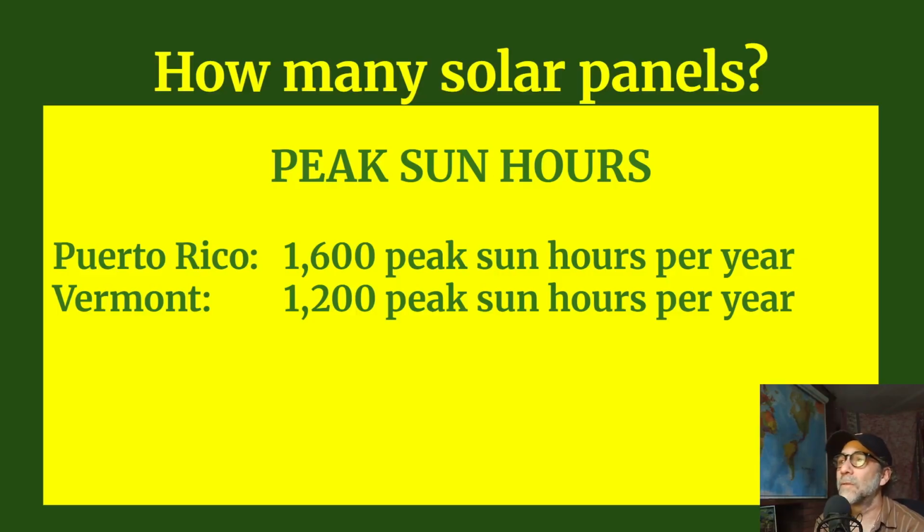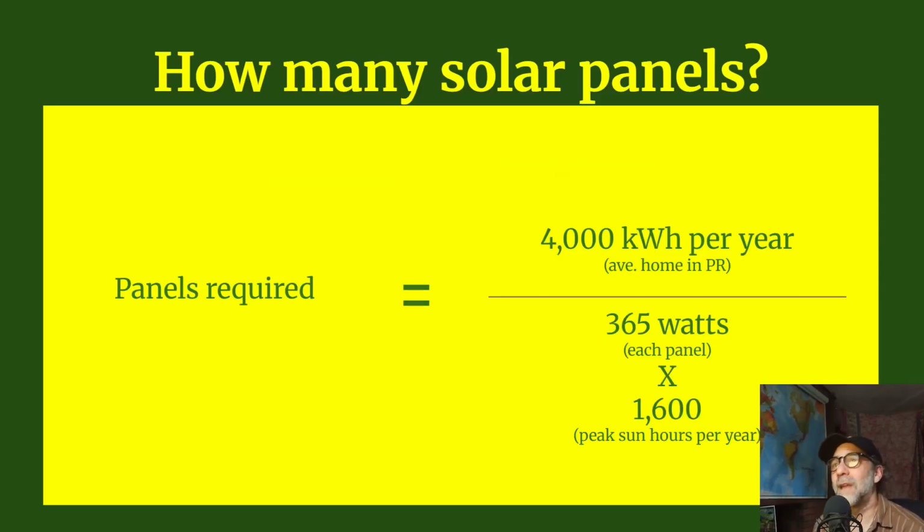In Puerto Rico, there's about 1,600 peak sun hours per year. Compared to Vermont, where I live, there's about 1,200 peak sun hours per year. So now we're ready to finish our equation and figure out how many solar panels we need. The first thing we're going to do is convert the watts of the panels to kilowatts. And 1 kilowatt is 1,000 watts. So all we're doing is moving the decimal point.